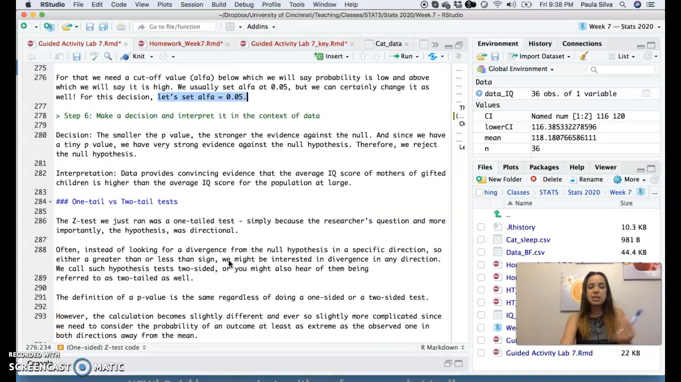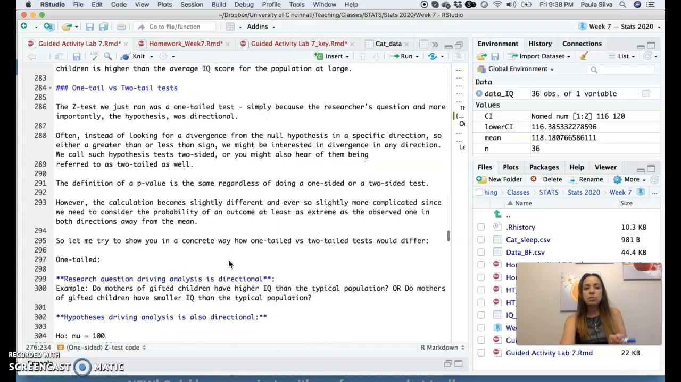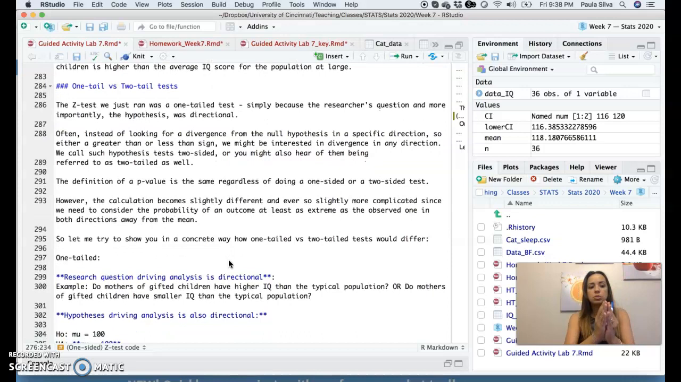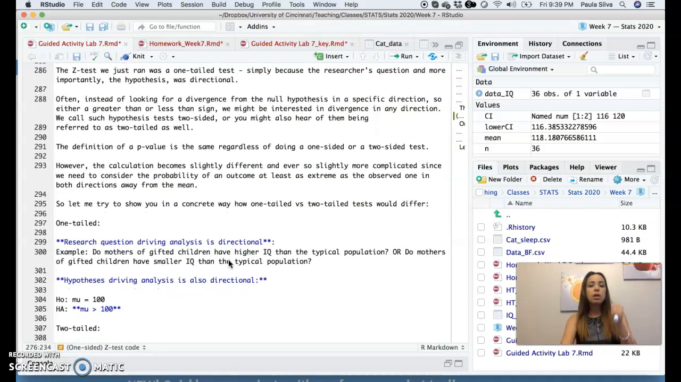Now, the test that we just ran is a one-tail test because our hypothesis was directional. How about two-tail tests? The reason we ran a one-tail test is because the researcher's question, and more importantly, the hypothesis, was directional. So we were expecting that mu was going to be greater than 100. We had a directional hypothesis.